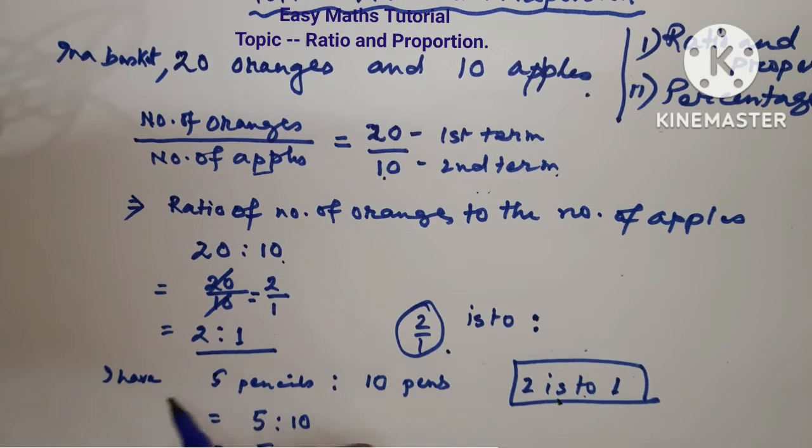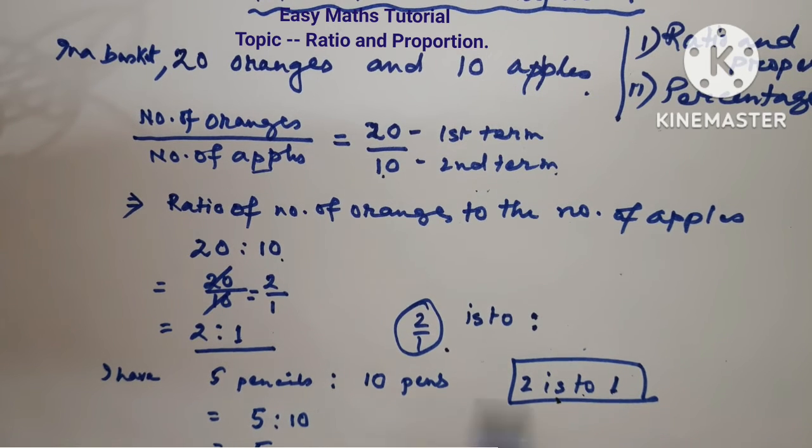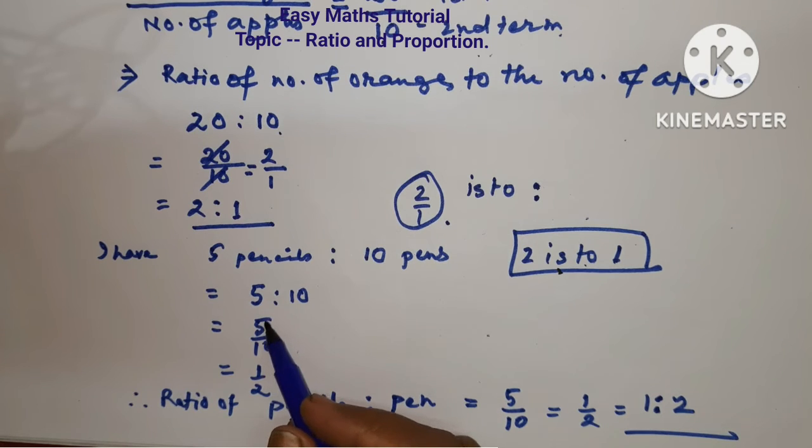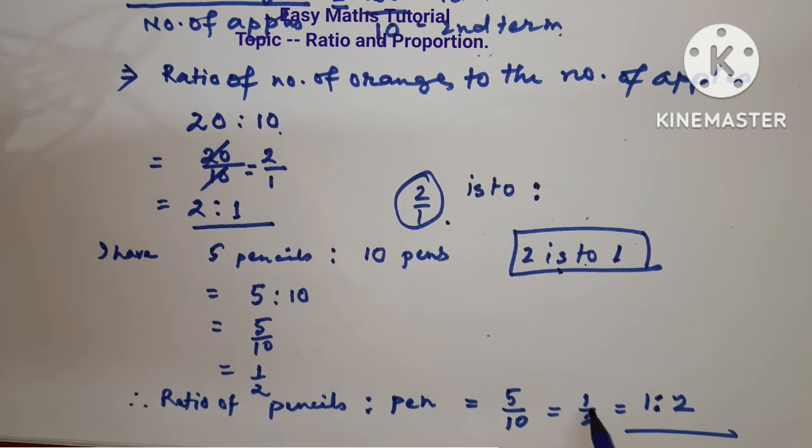Such as another example, I have 5 pencils and 10 pens. So, ratio will be 5 is to 10, that is 5 by 10. If we divide 5 by 10, we will get 1 by 2, that is ratio of pencils to pens will be 5 by 10 equal to 1 by 2, that is 1 is to 2.